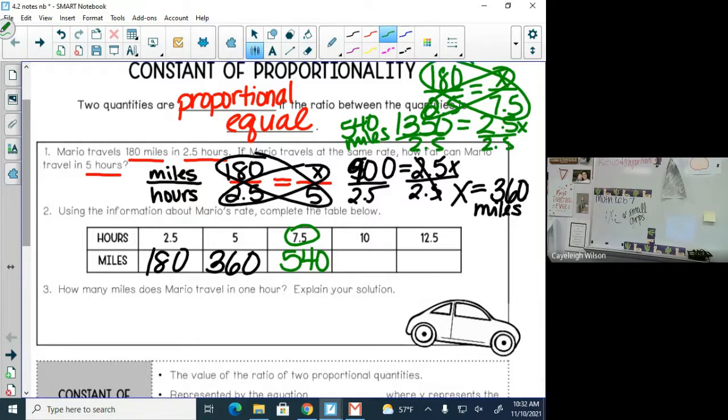That it's going up by 2.5, so you can just keep adding 180. Over and over and over and over. Is that what you're going to say?